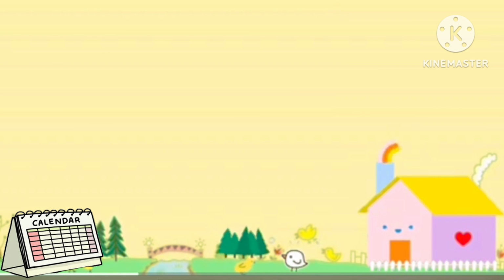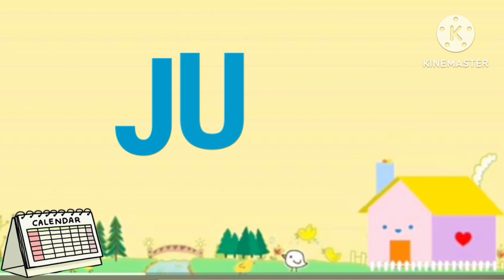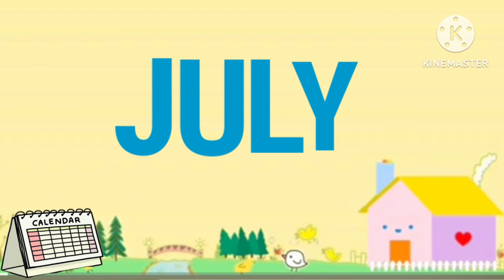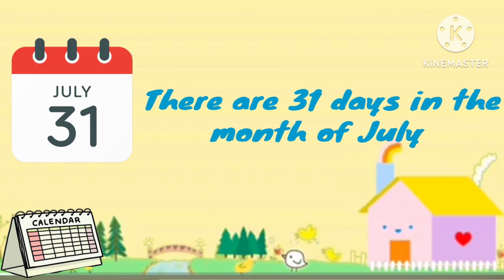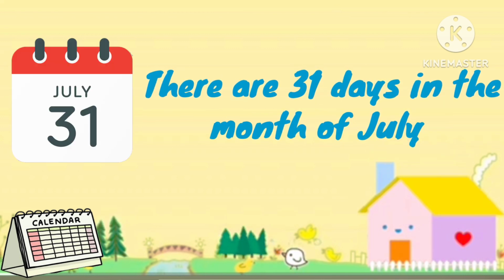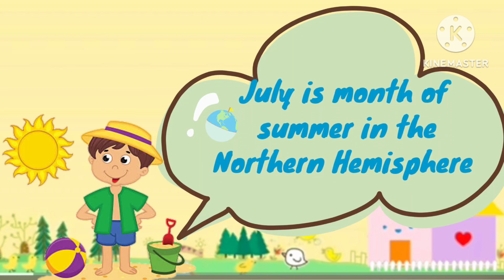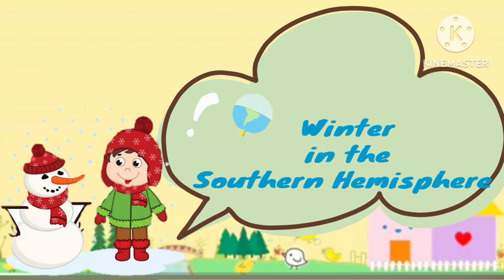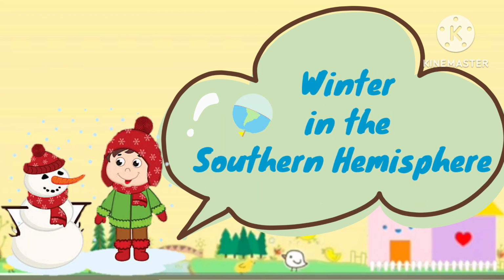Next month is July. J U L Y. July. July is the 7th month of the year. So kids, remember, there are 31 days in the month of July. July is the month of summer in the northern hemisphere and winter in the southern hemisphere.